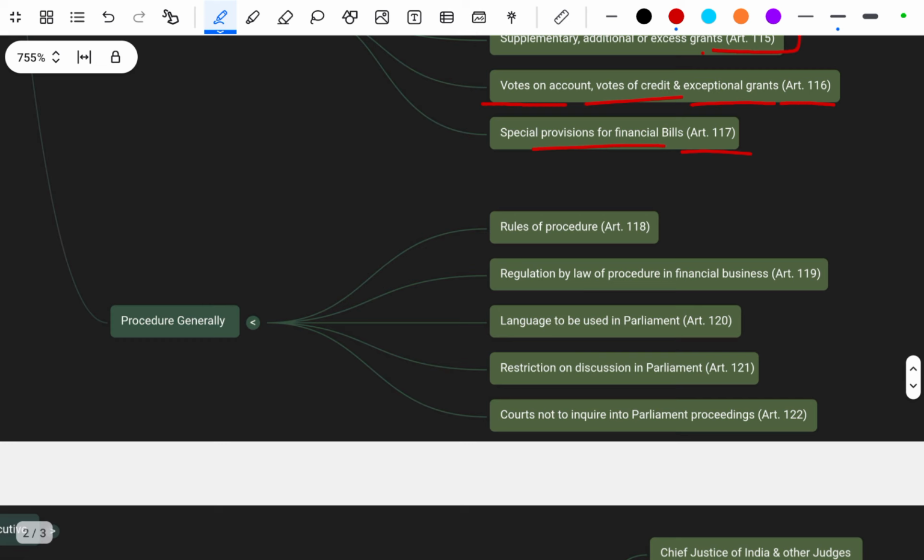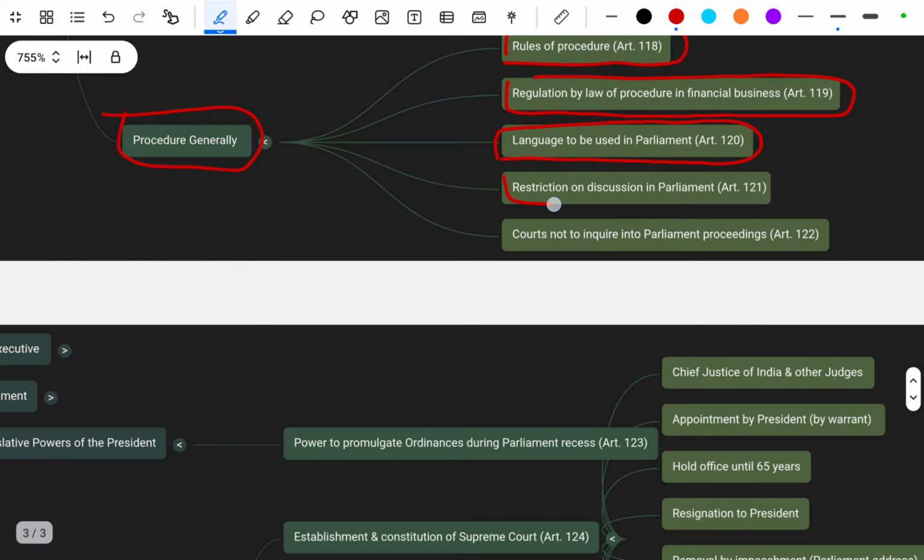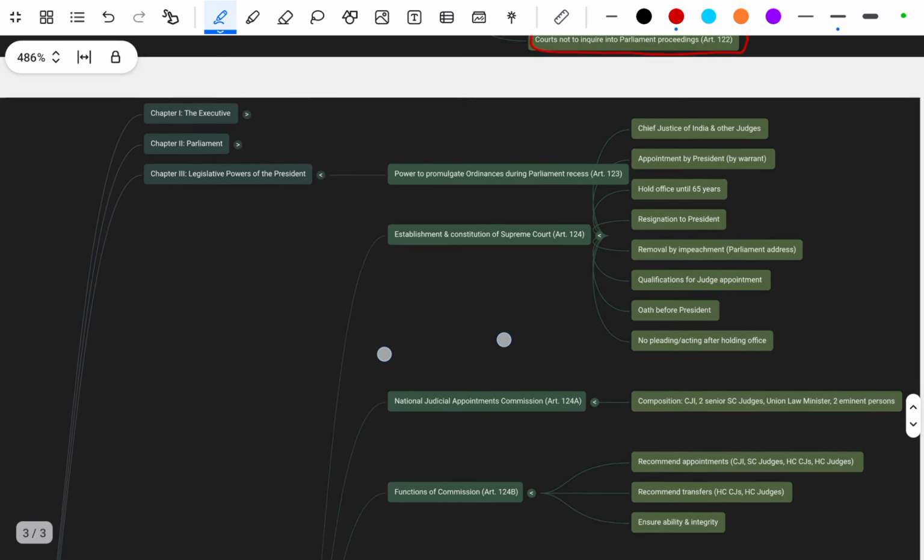Next is the procedure generally. So what is procedure generally? Rules of procedure are mentioned under Article 118. Then regulation by law of procedure in financial business is mentioned under Article 119. The language to be used in Parliament is under Article 120. Restrictions on discussion in Parliament are mentioned under Article 121. Then courts not to inquire into parliamentary proceedings is mentioned under Article 122.